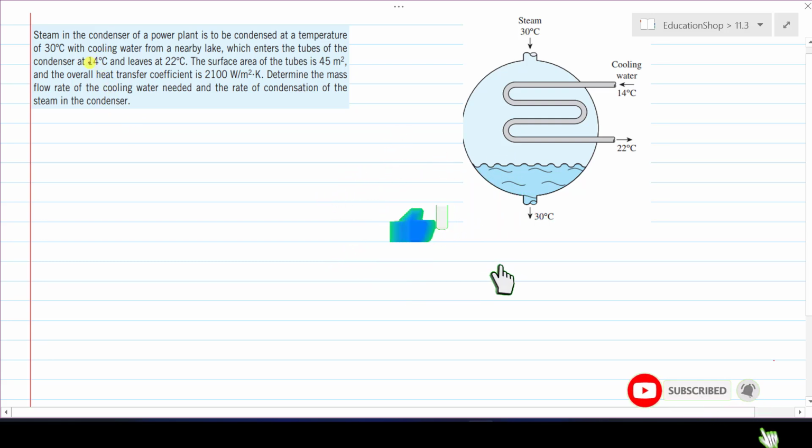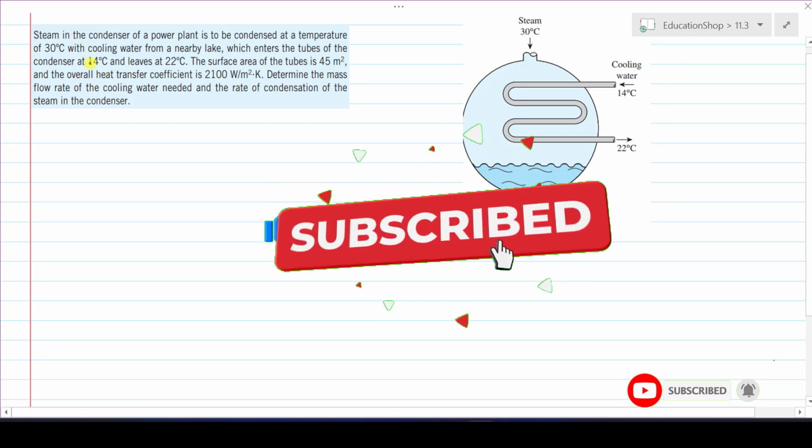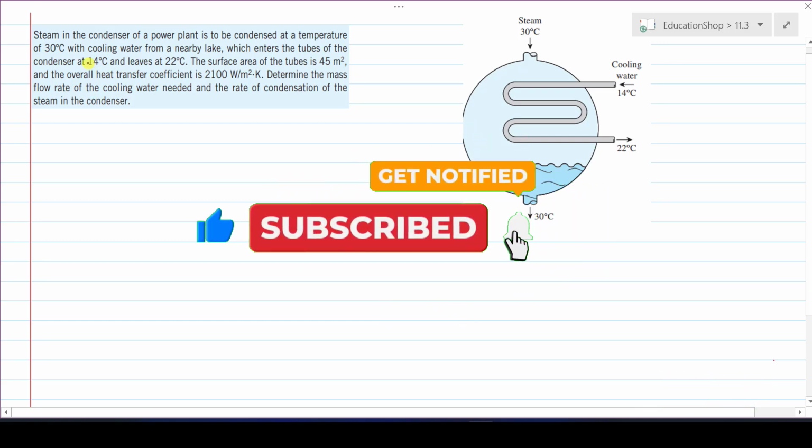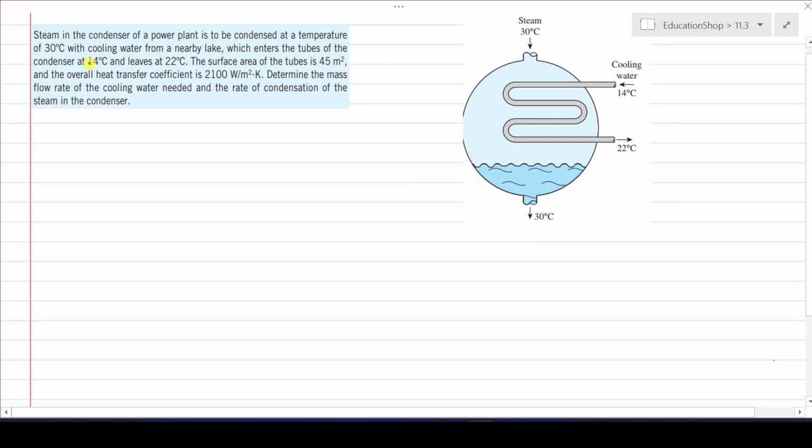In this video, example 11.3 from the book Heat and Mass Transfer by Çengel, 6th edition. Here is the statement of example 11.3 from the chapter on heat exchangers.